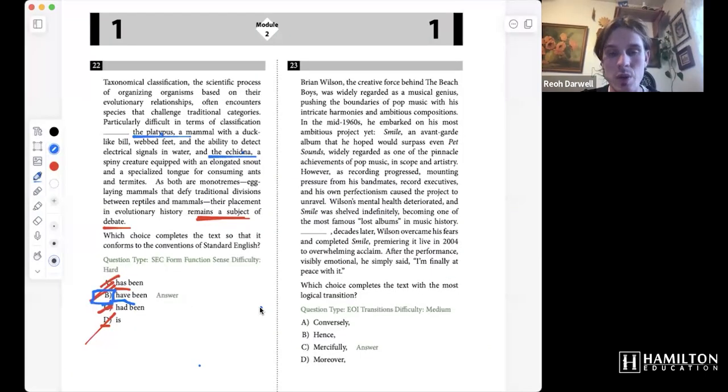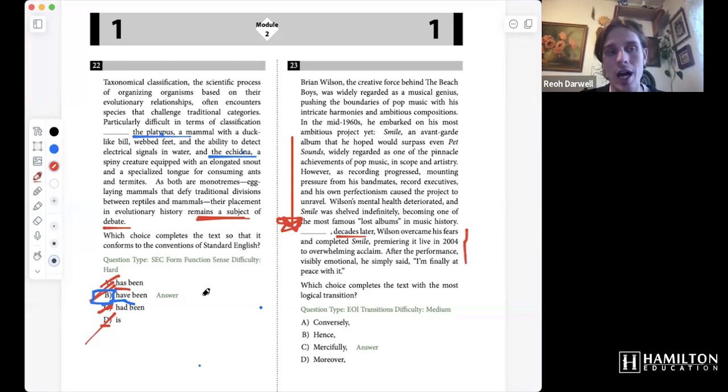Right, 23, we have a transitions question. I think this one is kind of tricky because the correct answer doesn't sound like our typical transition, right? But remember, with transitions, we're really just thinking, what's the logical connection between our two bits of information? And here we have all of this information about how difficult it was to try to make this amazing album Smile, this really ambitious thing that he wasn't able to accomplish, all the things that stood in the way, but then that ultimately, luckily, thank God, he's able to finish it in 2004.